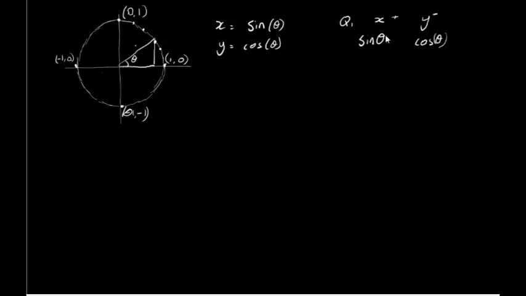Now, if sine and cos are both positive, remember our tan is our sine over cos. If sine's positive and cos is positive, positive divided by a positive means tan is also going to be positive. So for the first quadrant, Q1, sine, cos, tan, all positive.